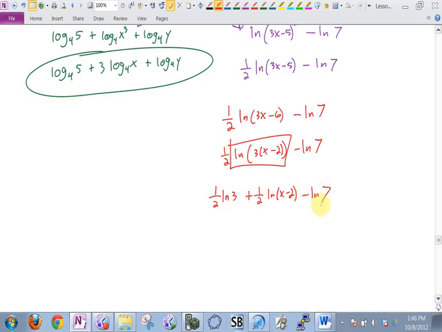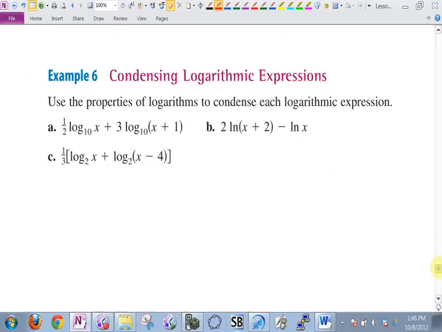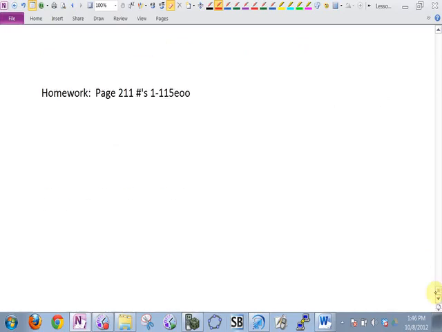So this is a little bit more complicated than you probably realize in Algebra 2, really thinking about all the order of operations. Then you also have some condensing problems, which is just going backward, taking an expression that's already expanded out and condensing it into one single logarithm. And that's all I got.